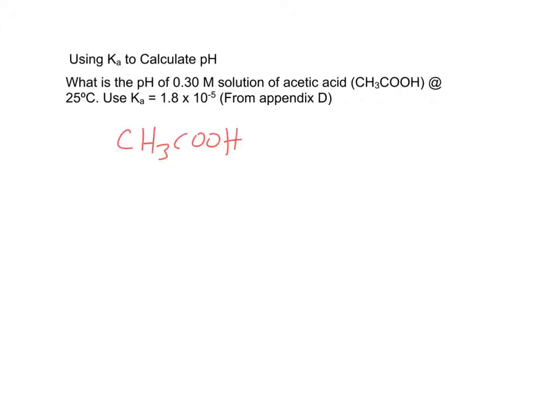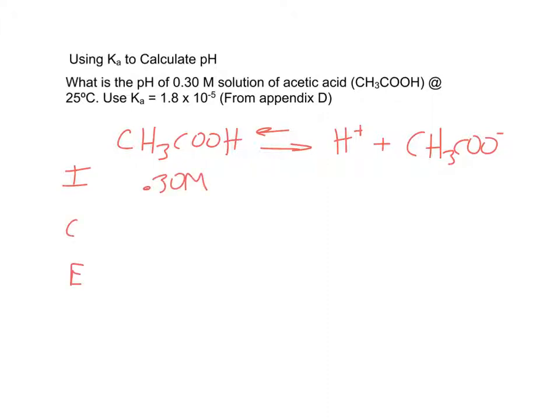The weak acid is acetic acid, and it's in dynamic equilibrium with an H plus concentration and its conjugate base, which is CH3COO minus. So we'll set up the ice table: initial, change, equilibrium. It initially starts at 0.30 molar with zeros for the products. Besides that, I don't have much else.